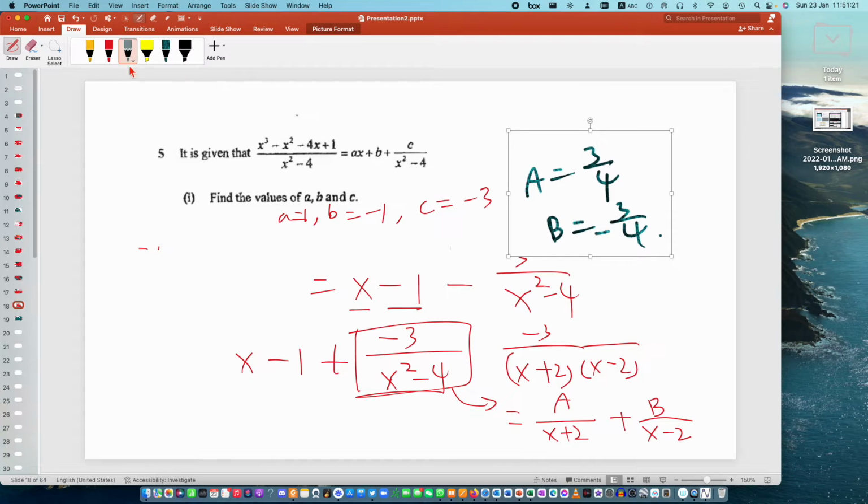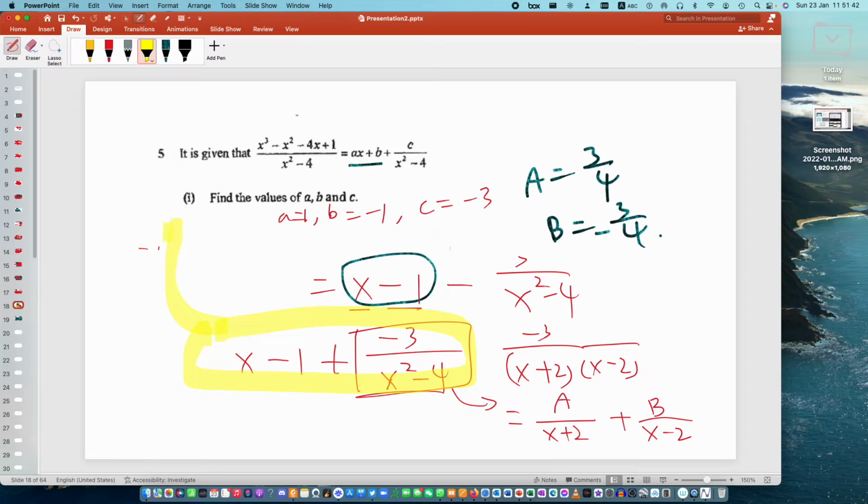I'll tell you why. Did we already find the answer to that? Yes, we found the answers of A and B and C. I am going one step further without you realizing it already. So this whole thing is the answer for part 1. I am going one step further to find the partial fraction, so this whole thing will become this, because I don't need to do partial fraction for these two.